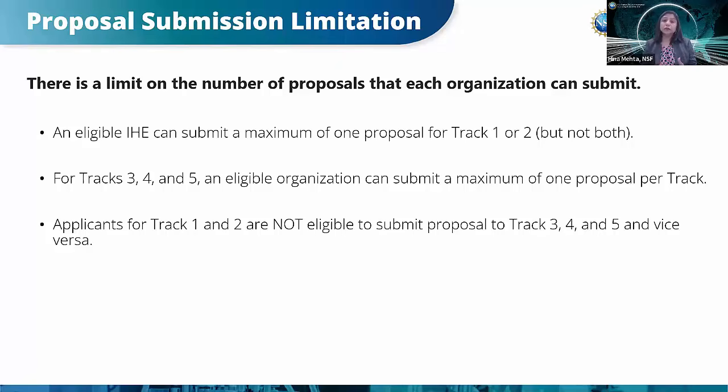It is up to you as an organization to make that determination: what are your strengths? Where do you fit in terms of your research volume? Where do you fit in terms of your RTRL? Make that decision about which track will be well suited for your application. Also keep in mind that applicants to track 1 and 2 are not eligible to submit a proposal to track 3, 4, and 5, and vice versa.